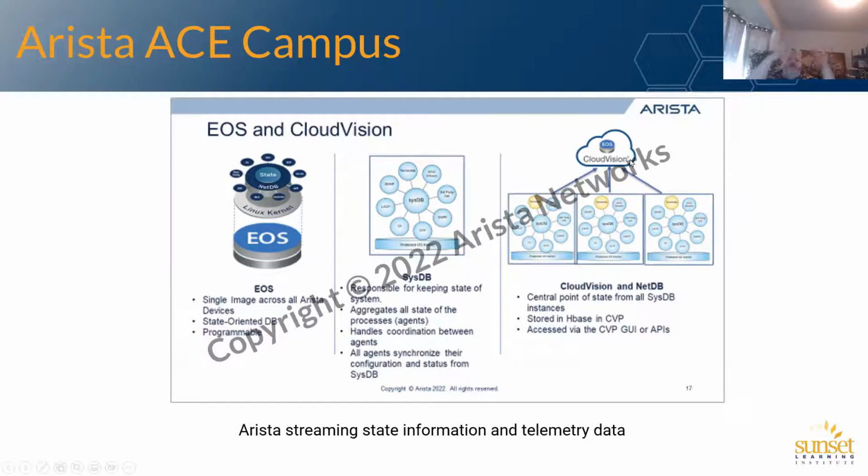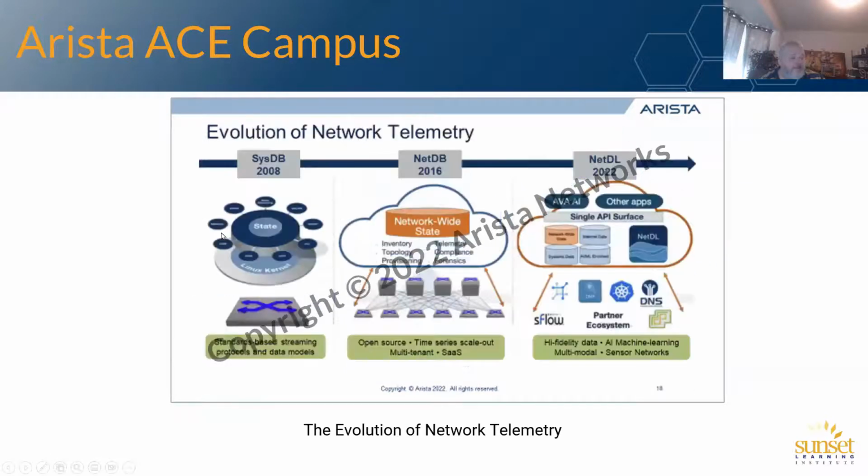CloudVision collects all this information from all these systems, and we refer to this collection as the NetDB, the network database. And so now I see all my systems in real time, I see what's going on with them, and I can correlate information from multiple systems together to really see what's happening with my network. Okay, so we will talk about that in here.